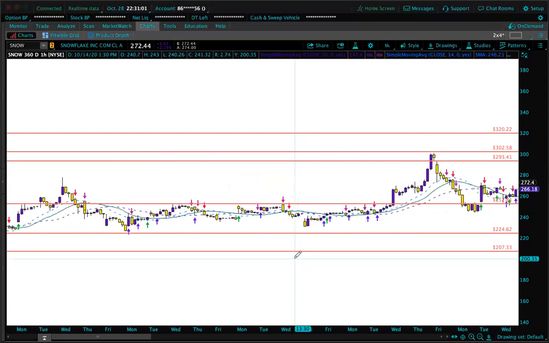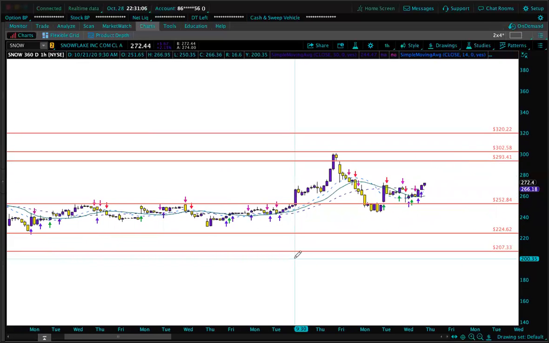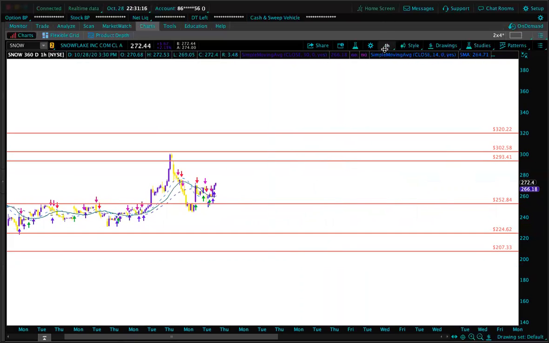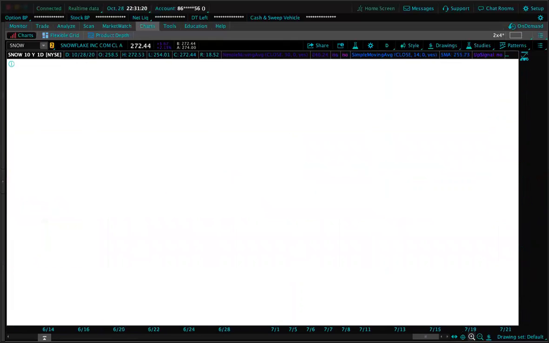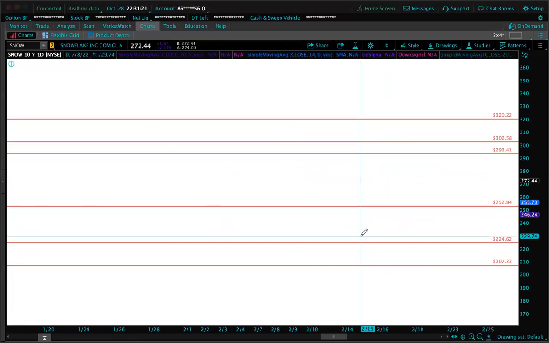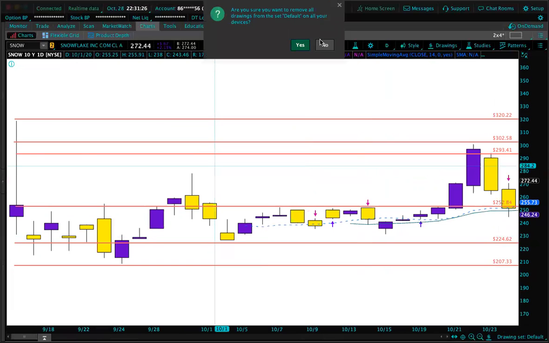He chose 293.41. Actually, yes. Closed above it. Then it closed below it, but it retested there. 293.41. Okay, we got that. Now let's rebuild this. You've got good memory, don't forget, right?